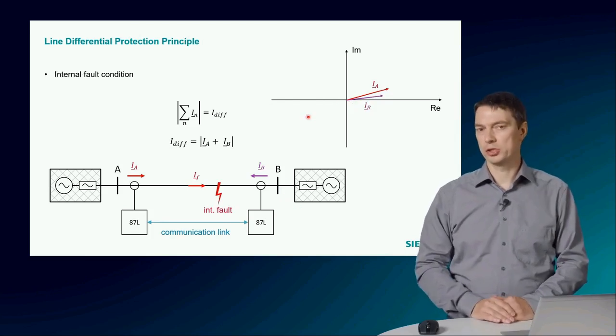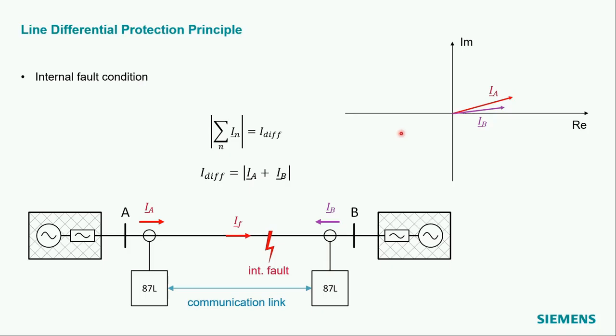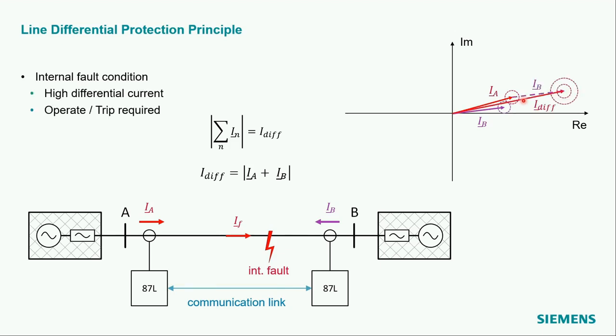For the internal fault condition, the phasors measured at the terminals A and B appear in the same direction on the complex plane. The sum of both phasors will result in a very big differential current. Here we also consider some CT errors, which are expressed by the circles at the top of these phasors. For the internal fault condition, these errors are not so important as the differential current amplitude is very high, and the relay will typically operate and trip the circuit breaker.